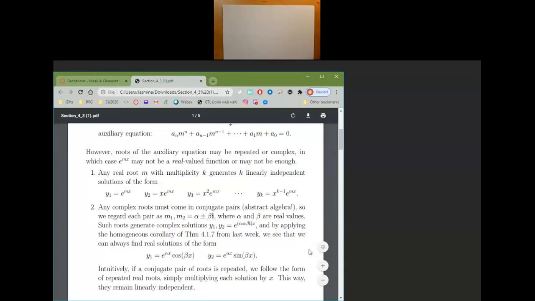By applying the homogeneous corollary of theorem 4.1.7 from last week, we see that we can always find real solutions. He goes into really good detail about how that happens, starting from the complex solutions that you have and multiplying 1/2 times y1 plus 1/2 times y2, you get out, I believe, this one. And by multiplying, yeah, this one for sure. And by multiplying 1 over 2i times y1 minus 1 over 2i times y2, you get out this one.